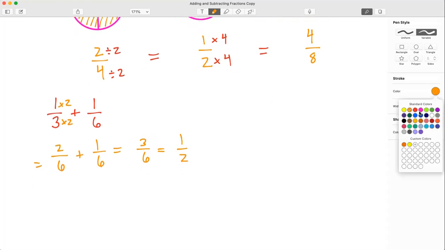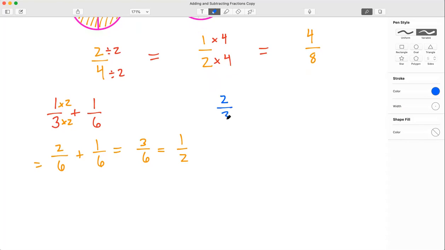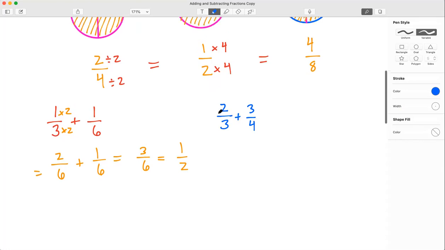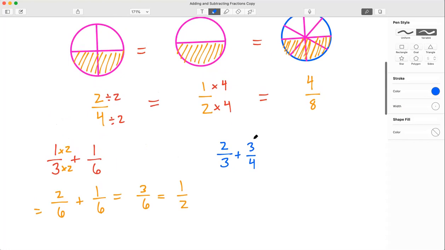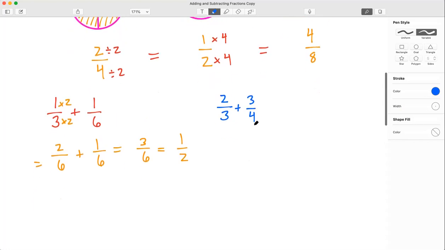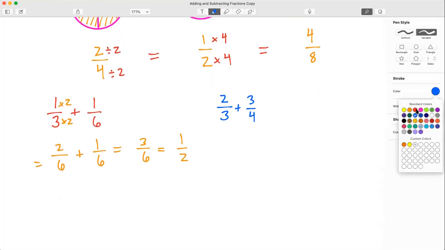Let me do another one in blue. How about 2/3 plus 3/4? Again, we have two fractions that have a different denominator. We have to change them both to have the same denominator. That means we're going to have to rewrite them like we did up here with the pies. So let's do that.